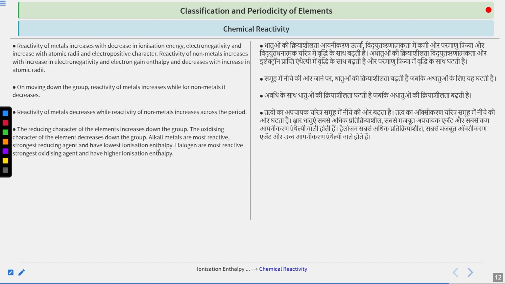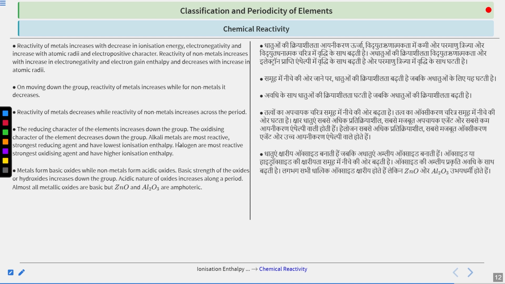If you talk about the reducing character of the element, then it increases down the group, because it can easily donate electrons and get oxidized easily, and hence reduce the other easily. The oxidizing character of the element decreases down the group. Why? Because it can easily lose an electron, so it is getting oxidized itself and reducing the other one.